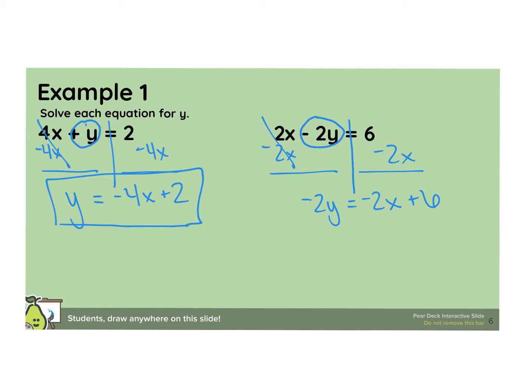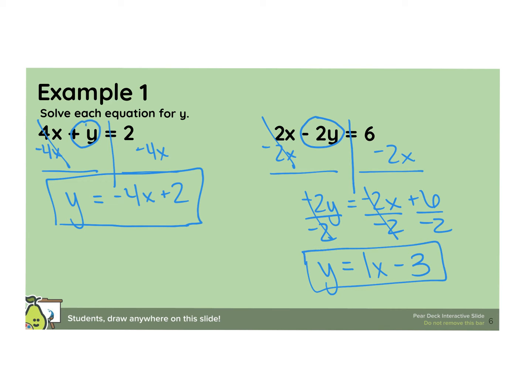Now I have to get rid of that negative 2 that's attached to my y. It's attached with multiplication, so to get rid of it, I divide everything by negative 2. When you divide by a negative, all your signs change to their opposite, right? So anything that's positive will become negative, and anything that's negative will now be positive. So negative 2 divided by negative 2 is 1, and 6 divided by negative 2 is negative 3. So these are the two equations that we're going to graph on the next slide.